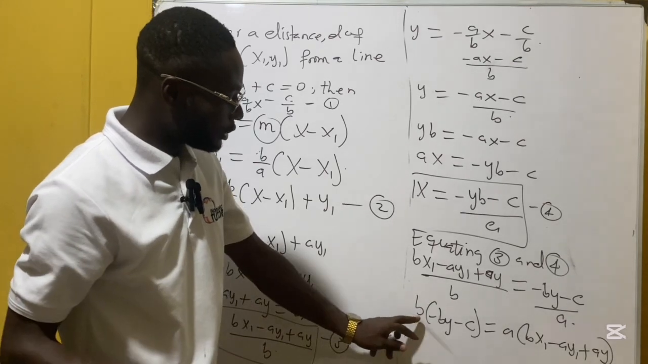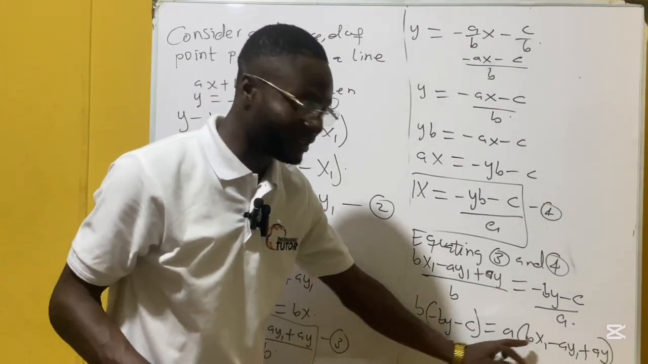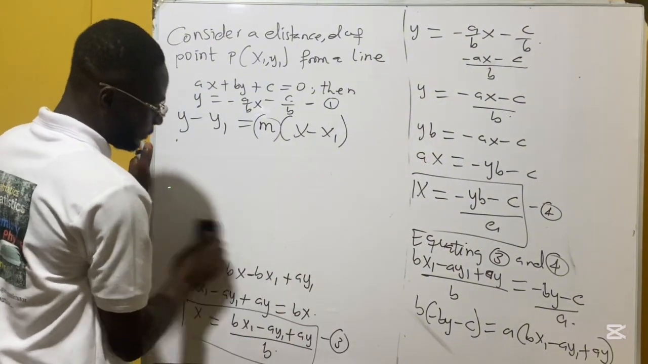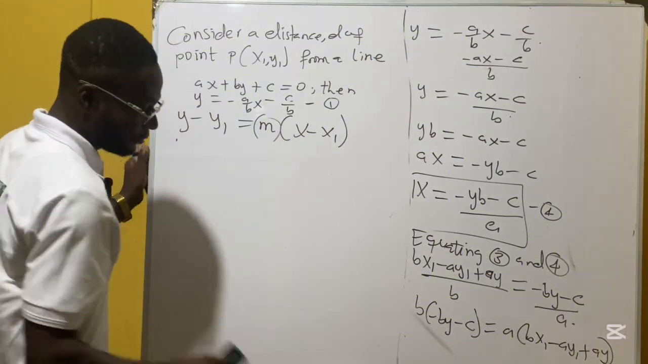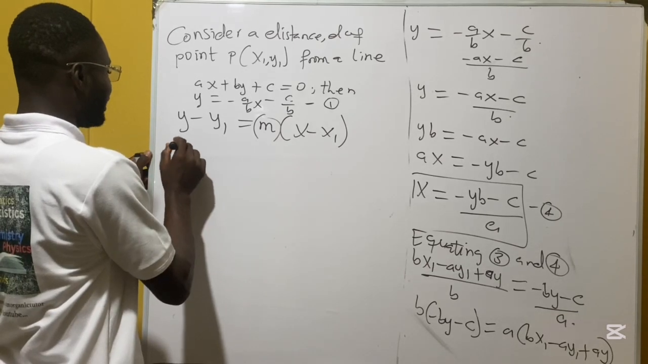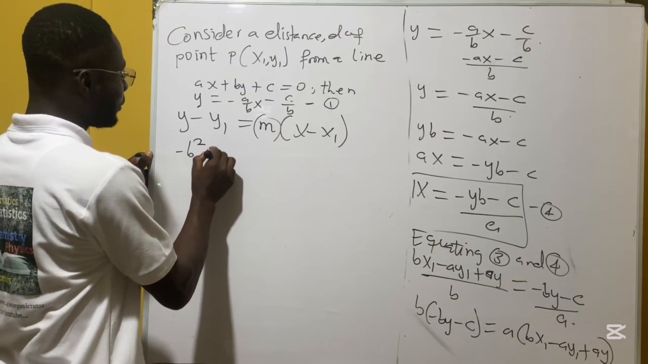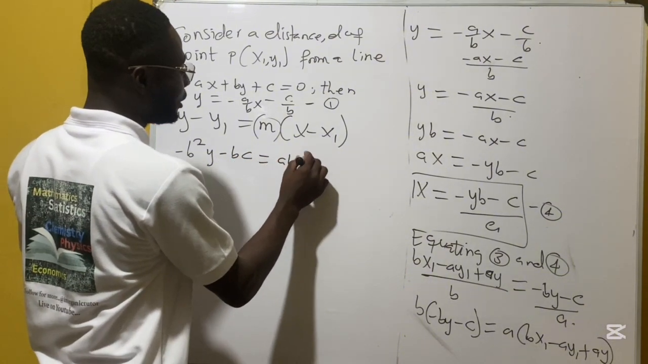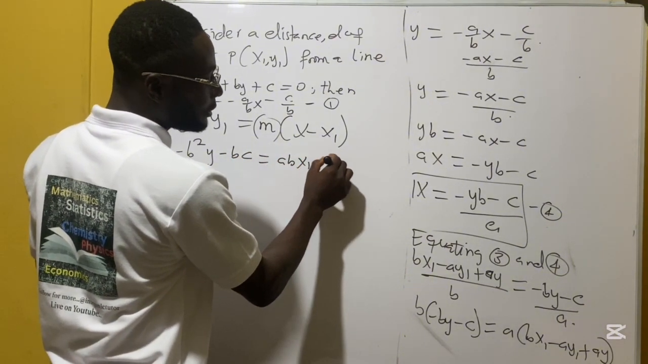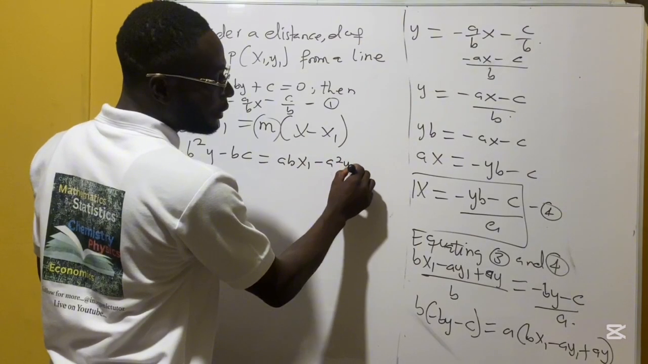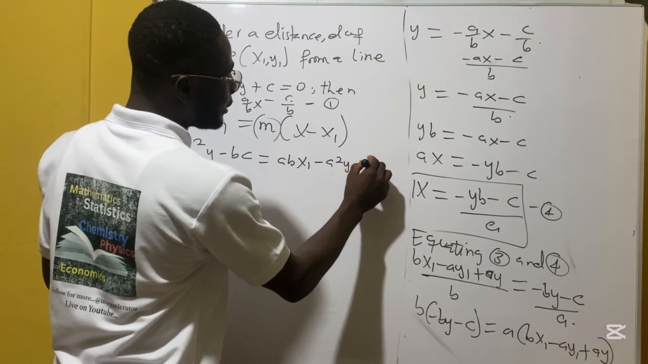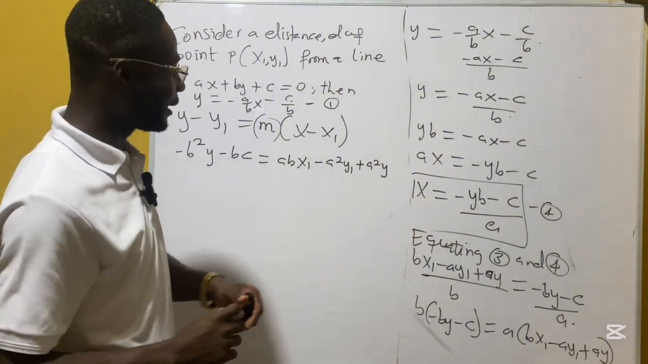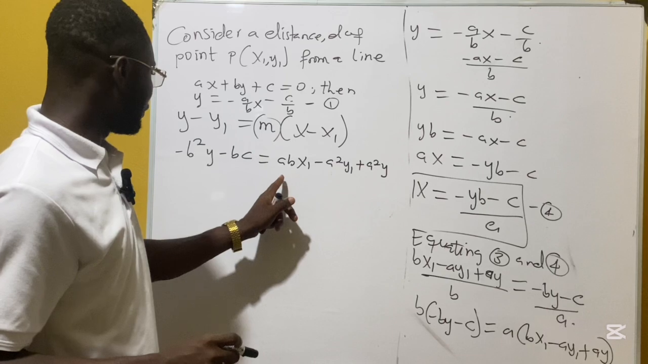So we spread this b here and spread this a here, okay? So we are going to have minus b squared y minus bc equals abx1 minus a squared y1 plus a squared y, right? We are interested in the y, okay?